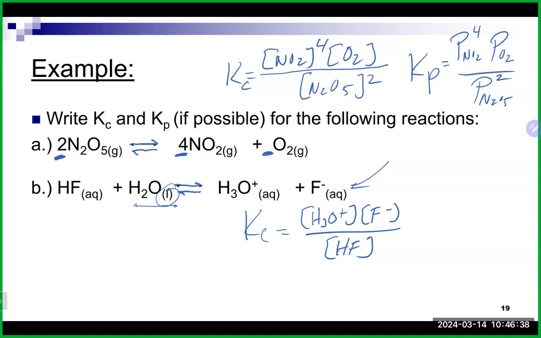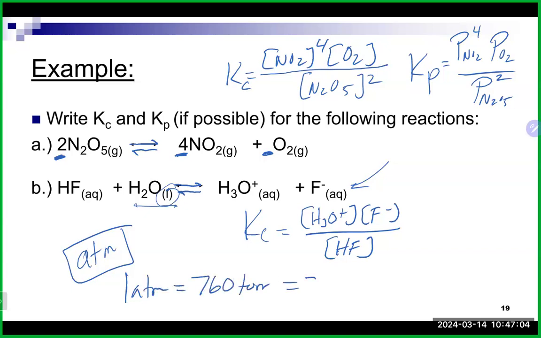Now we'll talk a little bit about it later on in this chapter, but speaking of Kp, when we do calculations involving equilibrium and it involves pressure, the unit of pressure that we should always use is atmosphere. So a reminder that 1 atmosphere, right, is how many torr? 760, and 760 millimeters of mercury, right?